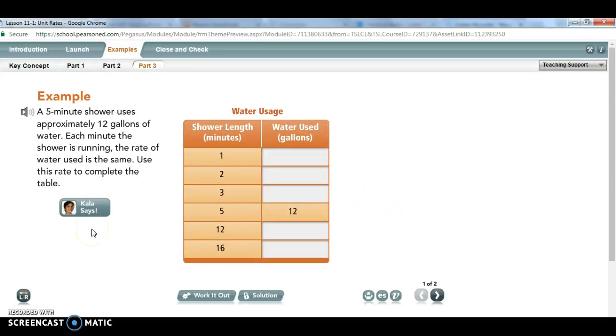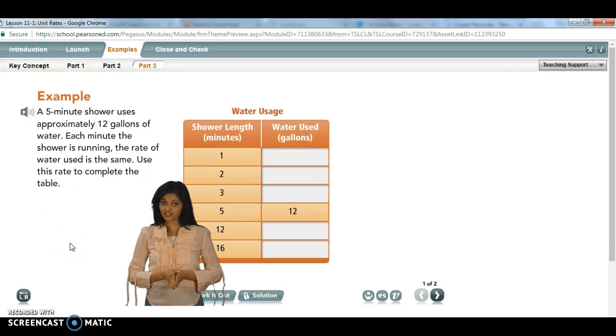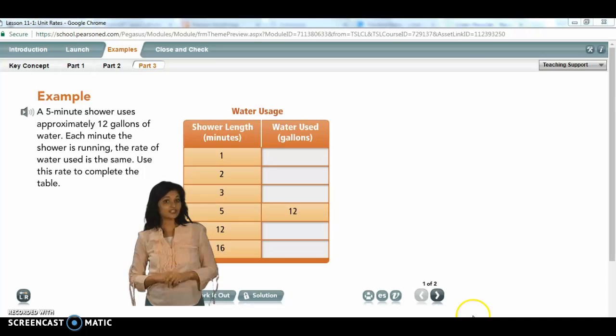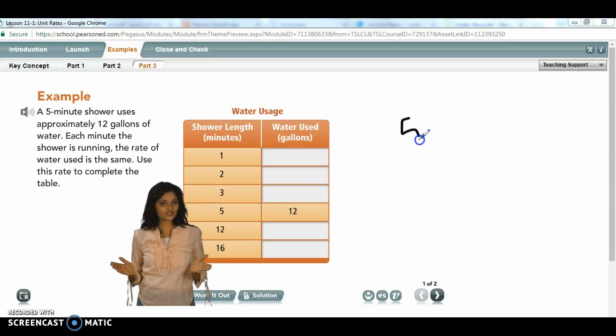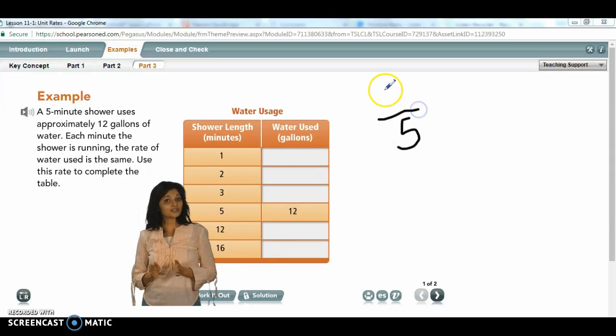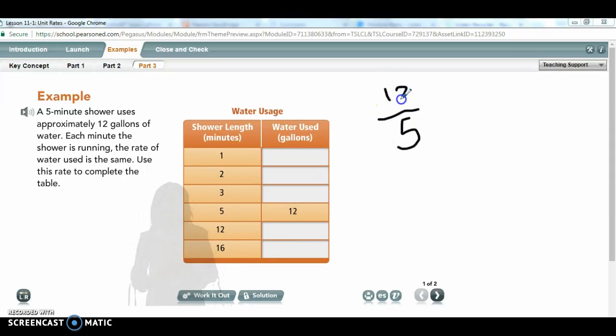Last but not least, we're in part 3. Here's our example problem. A 5-minute shower uses approximately 12 gallons of water. Each minute the shower is running, the rate of water used is the same. Use this rate to complete the table. Maybe I'm using more water taking a shower than I thought. Once this table is complete, I'm going to use it to come up with a plan to use less water. Hey, isn't that what the essential question was getting at? Using comparisons to make plans.